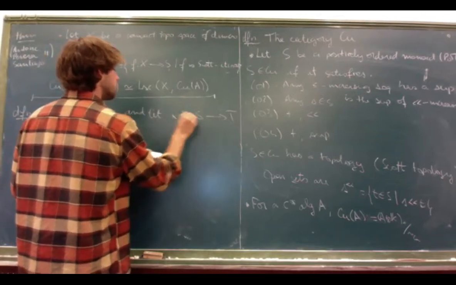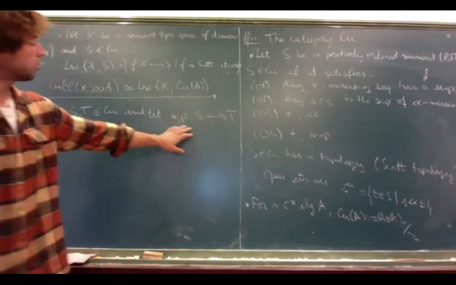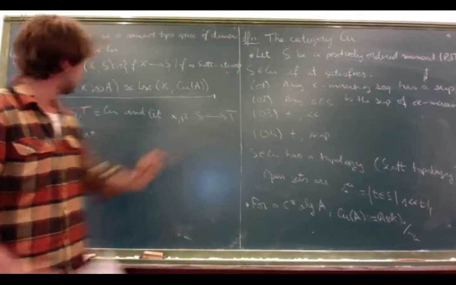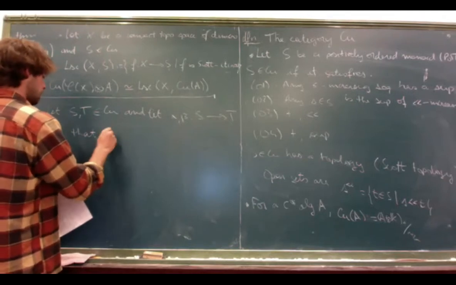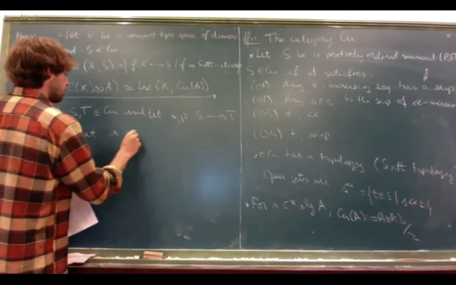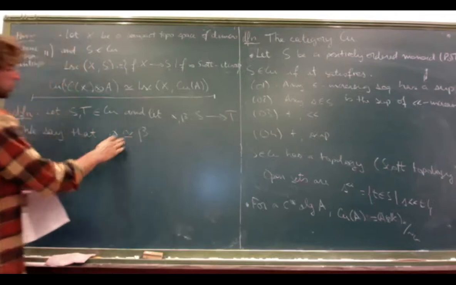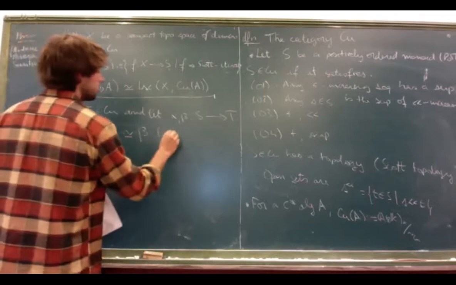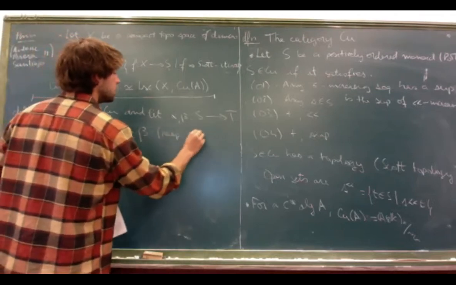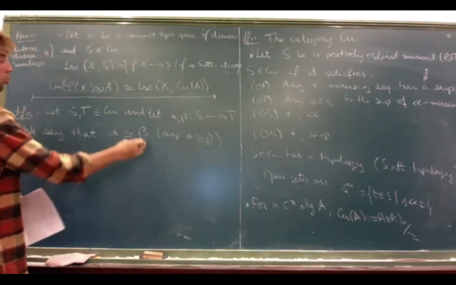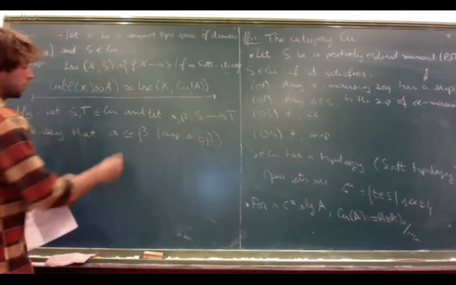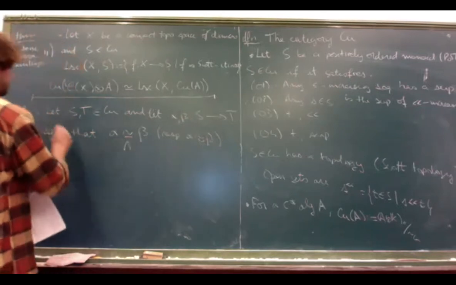So I take two CU morphisms that have the same domain and codomain, okay? And we say that alpha compares to beta, and respectively, we define a strict comparison. So alpha compares to beta, or alpha strictly compares to beta, on some set.